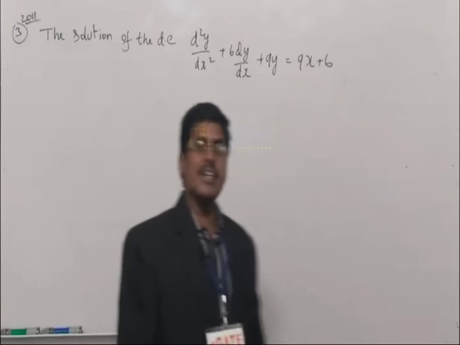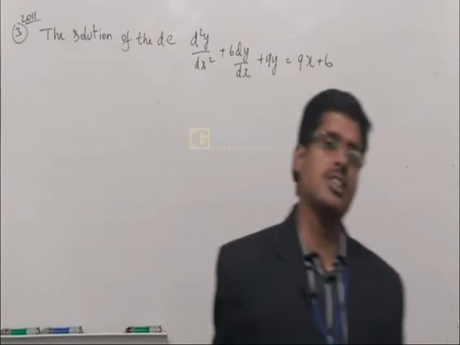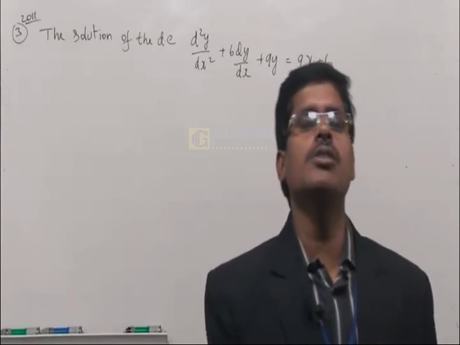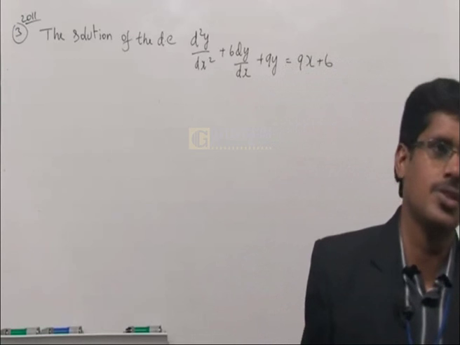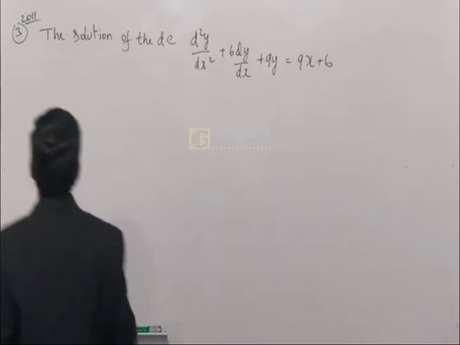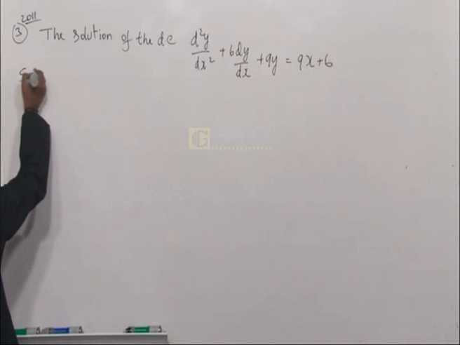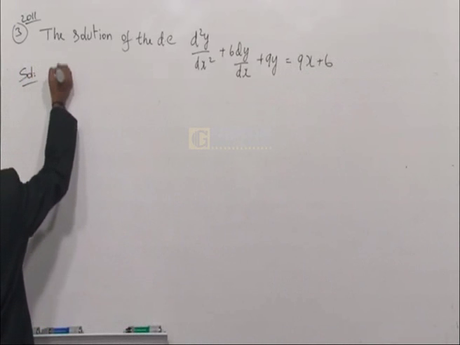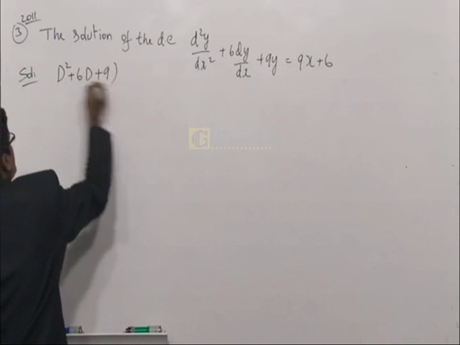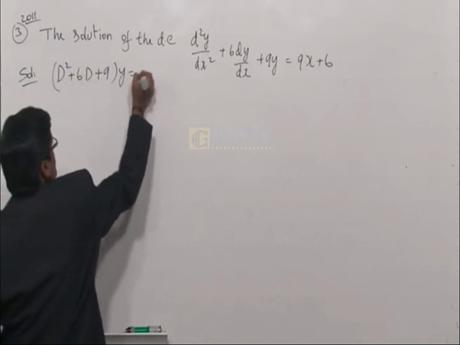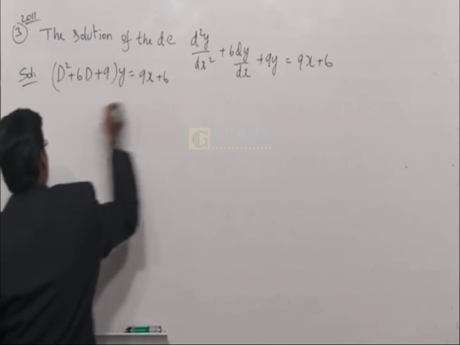Now look at that, right side is 0, the solution is CF. Whenever right side is not equal to 0, you find both CF and PF, then add them, which gives the solution. Okay. So given equation in operator form, d square plus 6d plus 9, keeping y outside, is equal to 9x plus 6.